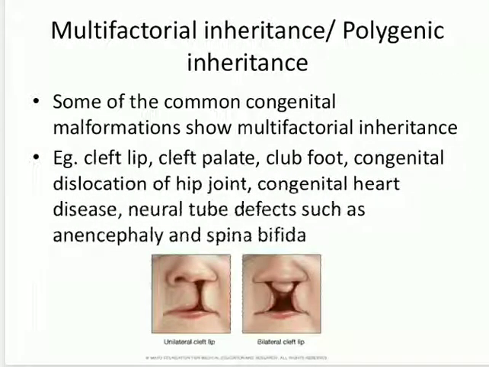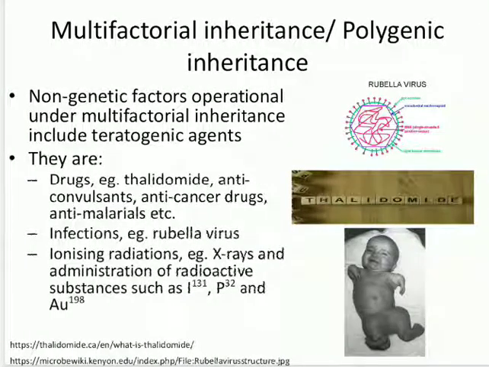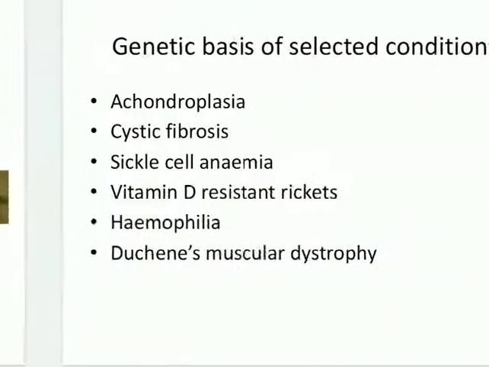And some of the common congenital malformations show multifactorial inheritance, like cleft lip, cleft palate, club foot, congenital dislocation of hip joint, congenital heart disease, neural tube defects such as anencephaly and spina bifida. And non-genetic factors operating under multifactorial inheritance include teratogenic agents like drugs, infection, ionizing radiation. Some of the common drugs are thalidomide, anticonvulsant, anti-cancer drug, anti-malarial. Infections: rubella virus. Ionizing radiation: X-rays, administration of radioactive substances like iodine 131, phosphorus 32 and gold 198.